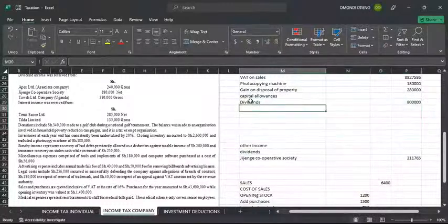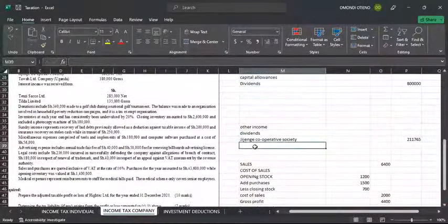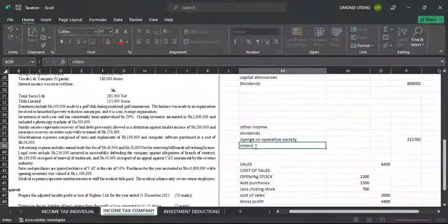So let's go this way. We deduct everything, then we add back what's supposed to be added back at the original value. So that's how we deal with dividends. Then we now move to interest.